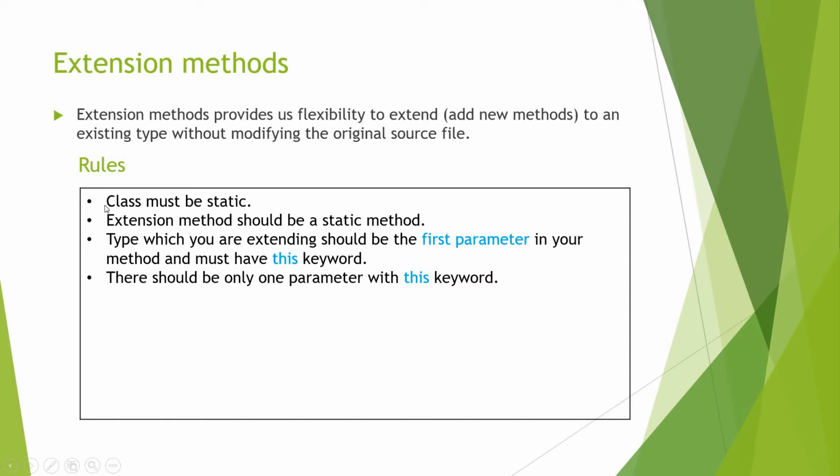So to create extension methods, we need to follow these rules. The class in which we are writing the extension method should be a static class, and the extension method should also be a static method. The type which you are extending should be the first parameter in your method and must have this keyword. And also there should be only one parameter with this keyword. So if you don't understand anything here, don't worry. I'm going to explain all these things with an example program.